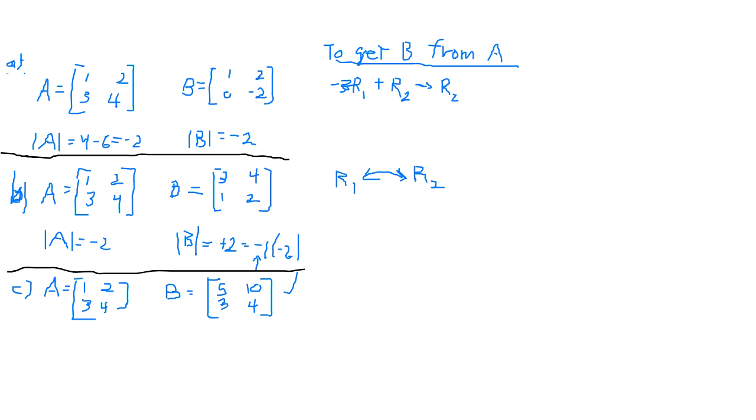What scaling did we do? That's right. We multiplied the first row by 5. So we took 5 times the first row and put that result in the first row, replacing the first row with that result.